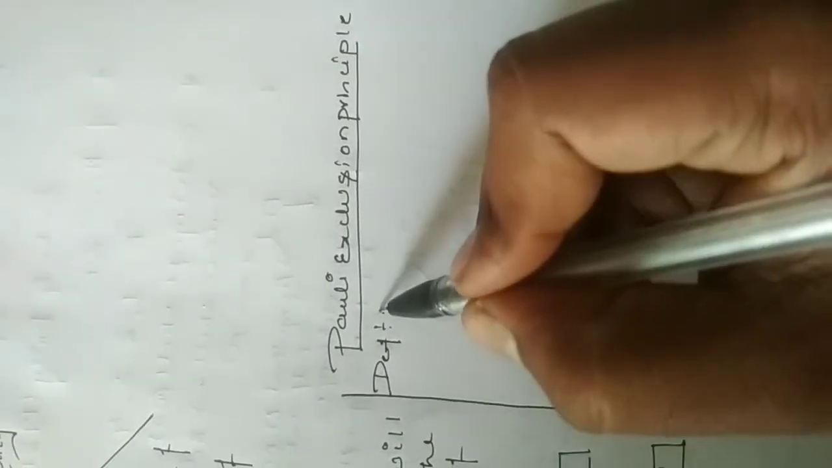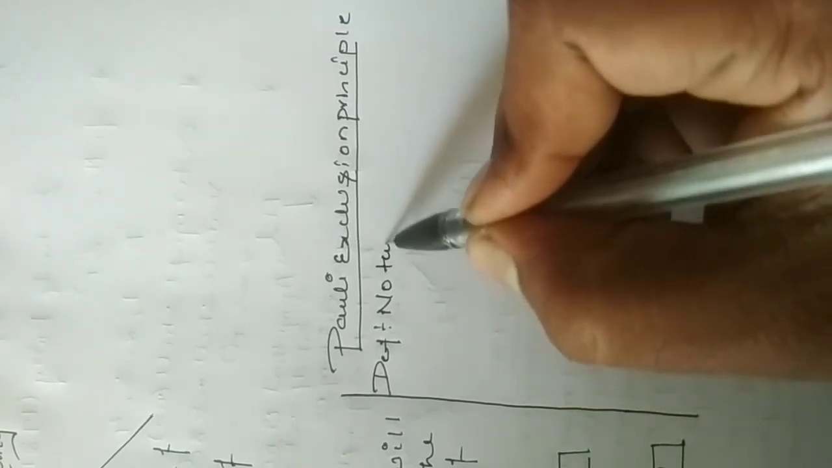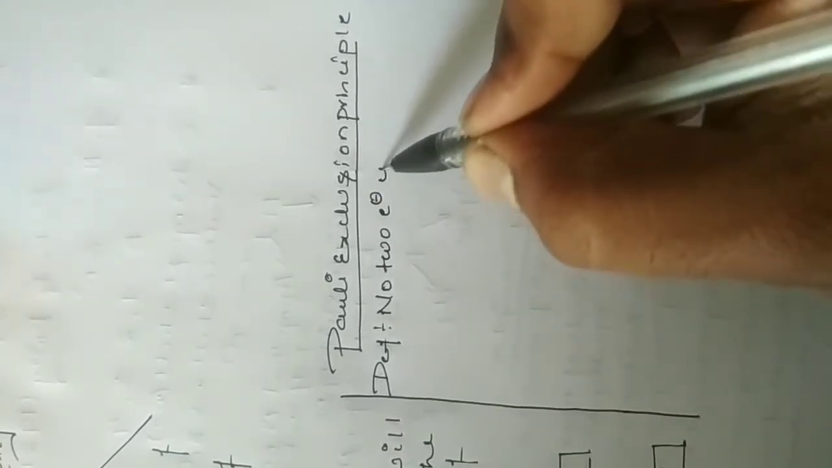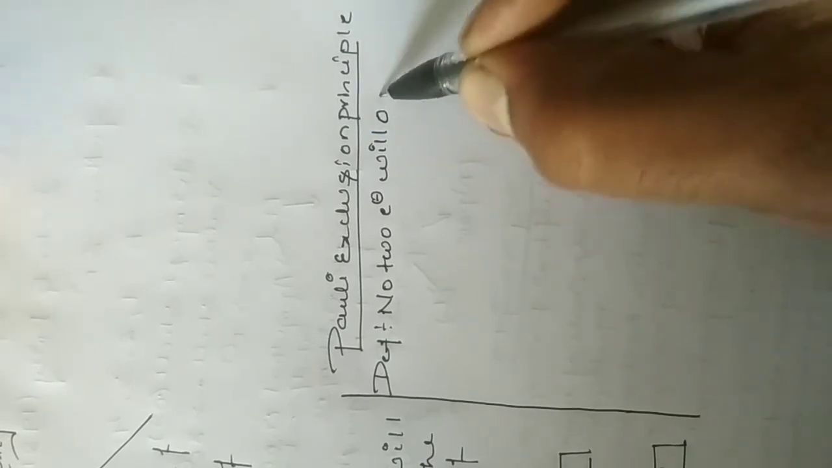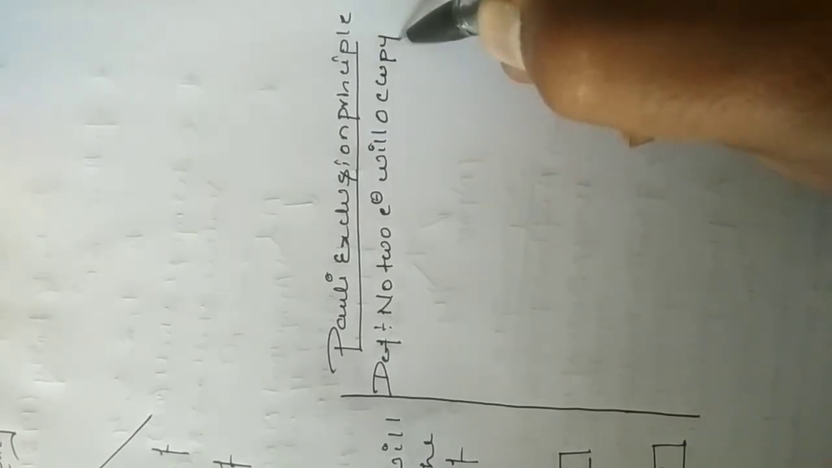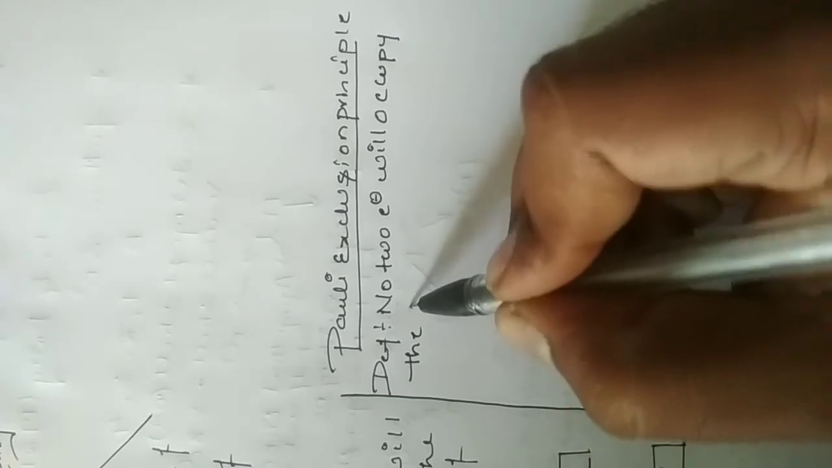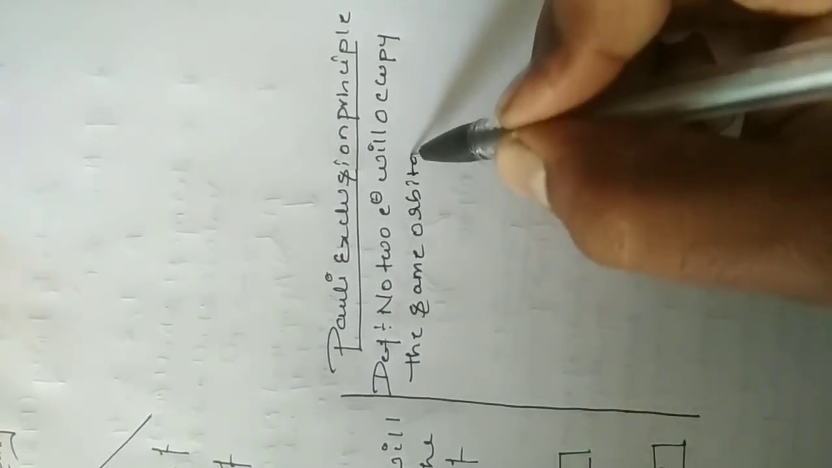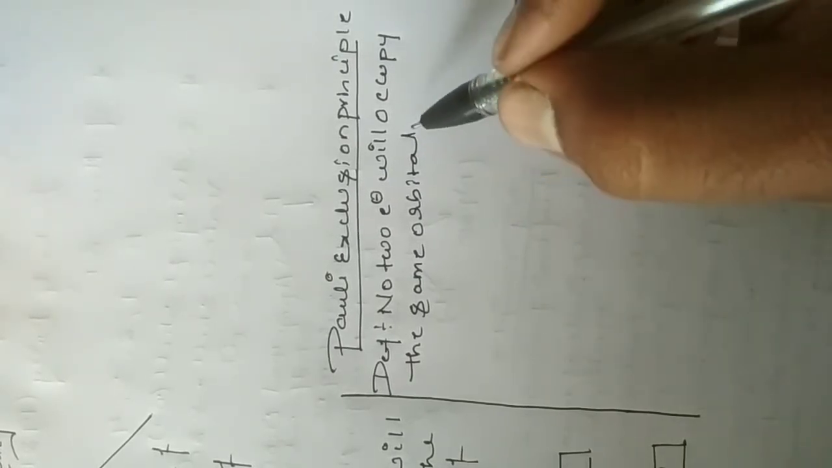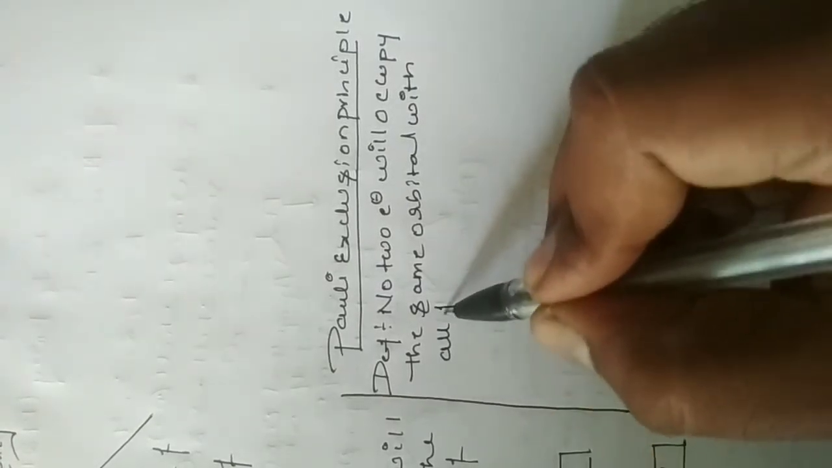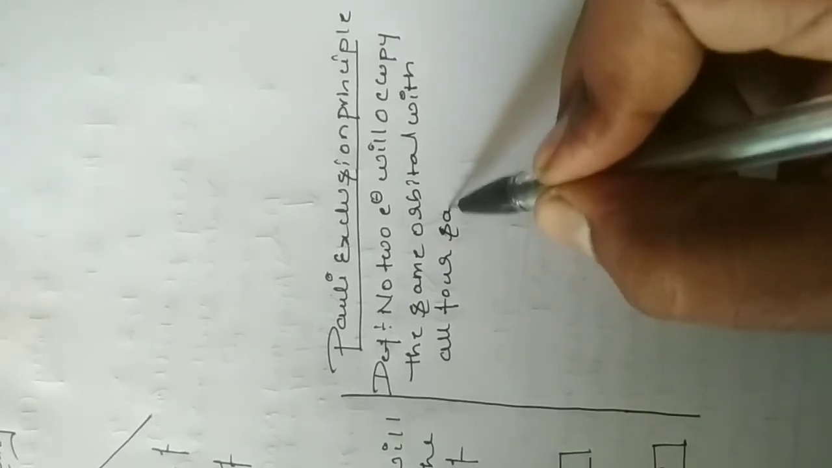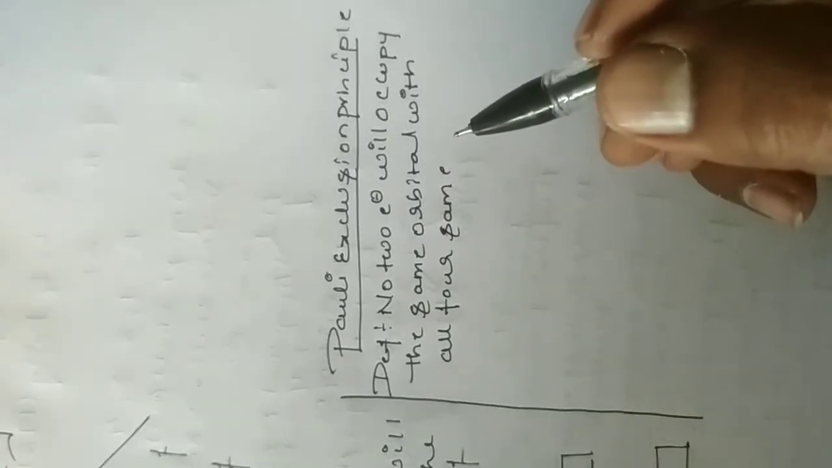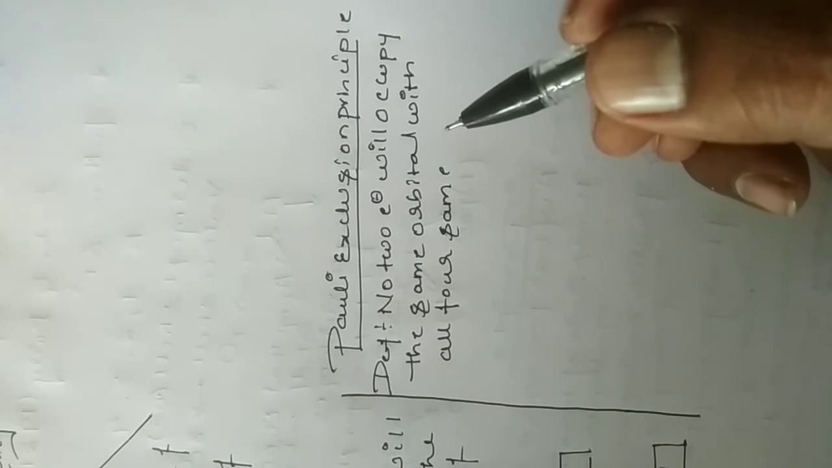No two electrons will occupy the same orbital with all four same quantum numbers. What is it telling? Never does it follow the same orbitals.